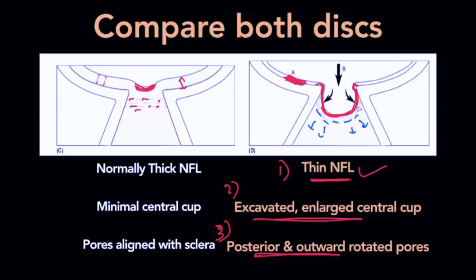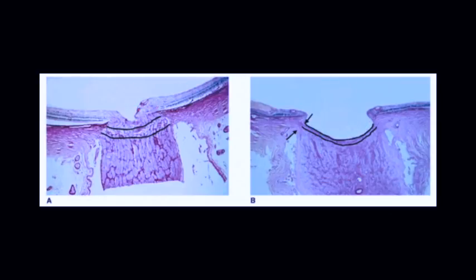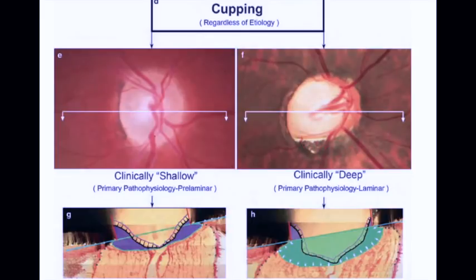A thinned out NFL, excavated enlarged central cup with posteriorly and outwardly rotated pores. And this is the histopathology to show the same. You can see a large excavation of the central cup, the thinned out nerve fiber layers with the posteriorly displaced laminar pores. So we talk about cupping.